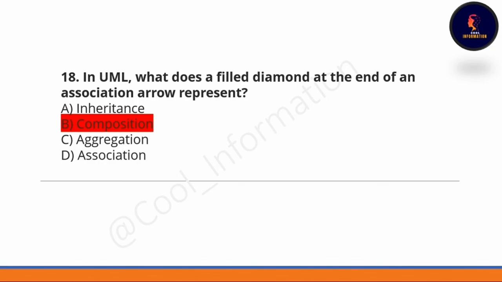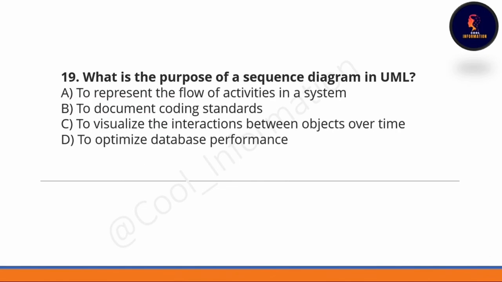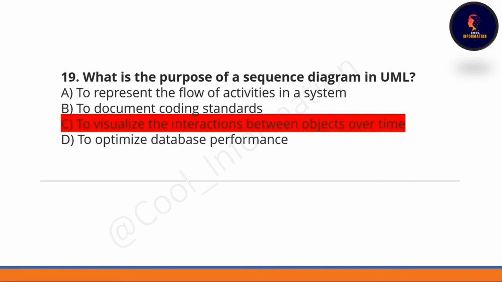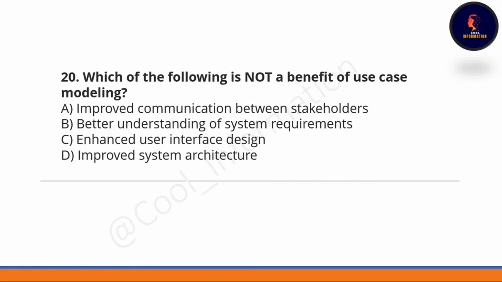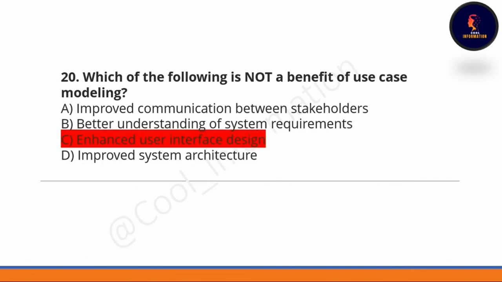Composition is what a filled diamond at the end of an association arrow represents. Next question. What is the purpose of a sequence diagram in UML? So sequence diagram is used to visualize the interaction between objects over time. So option C is correct here. Moving to the next question. Which of the following is not a benefit of use case modeling? Option C is correct. Enhanced user interface design is not a benefit of use case modeling.